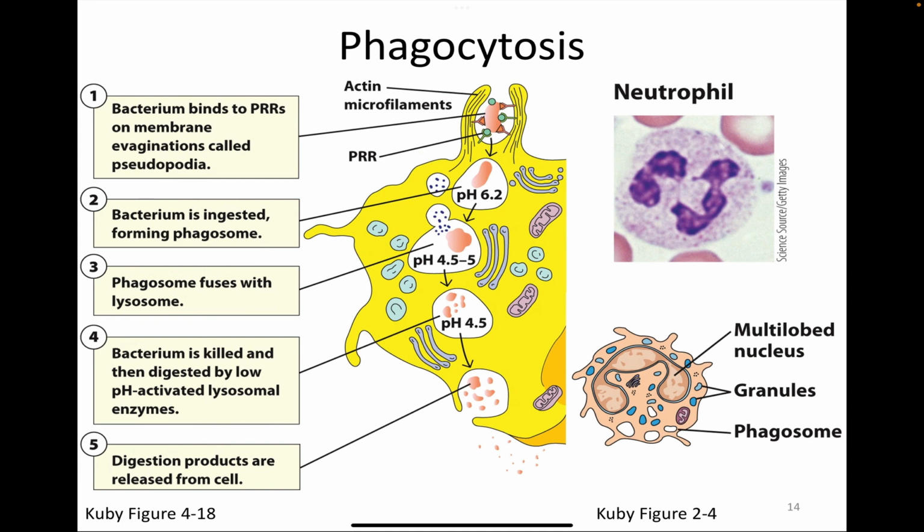Now we have done phagocytosis and we make a new organelle, which is the phagosome, because it's the organelle that got made by phagocytosis. The phagosome will eventually fuse with the lysosome. You can see that the pH is going down here. So we're getting more and more acidic. And that acid, as well as a bunch of other enzymes, will allow for complete degradation of that microbe.